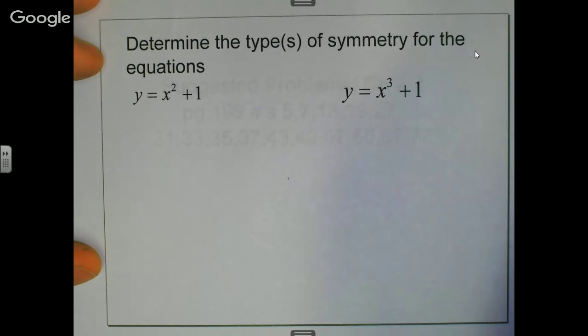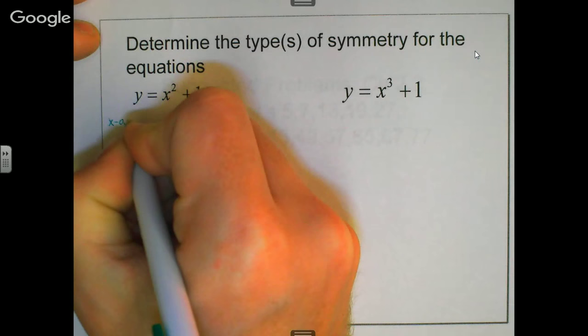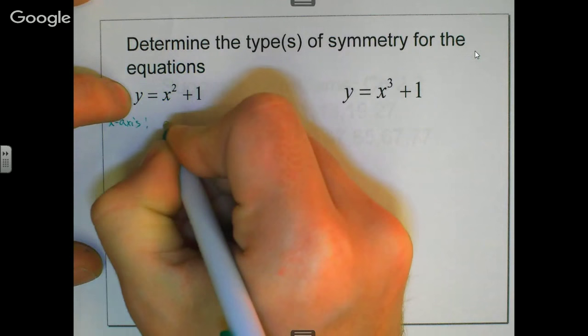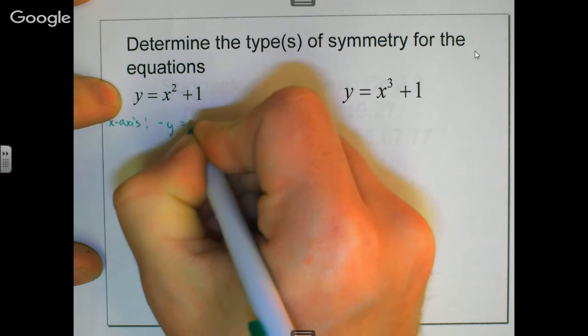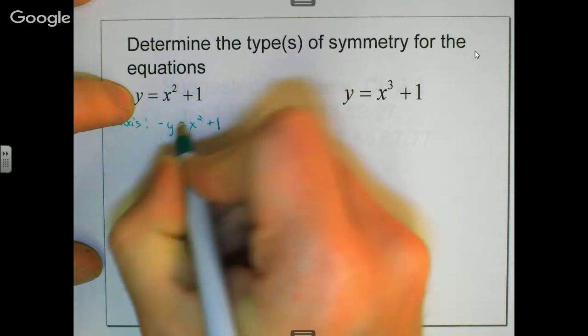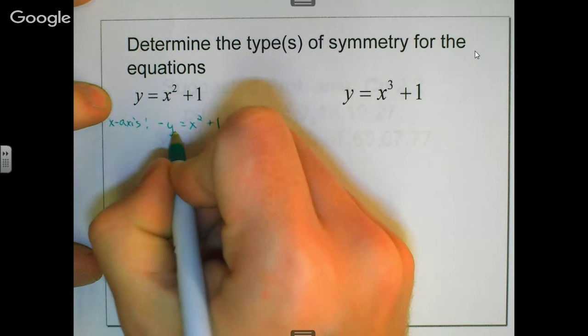Determine the type of symmetry for the equation. So x-axis, we'll change y. So I have negative y equals x squared plus 1. So these are not the same. So no.